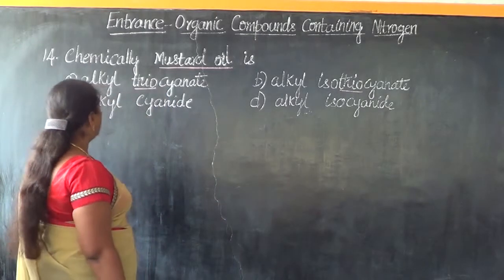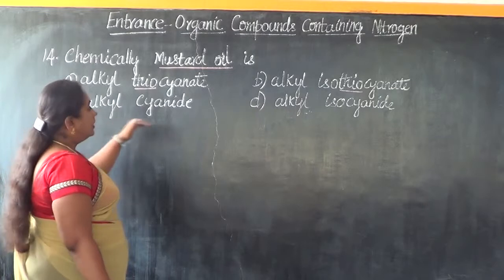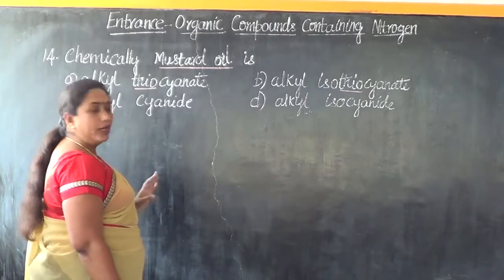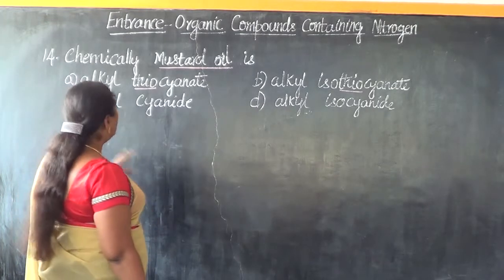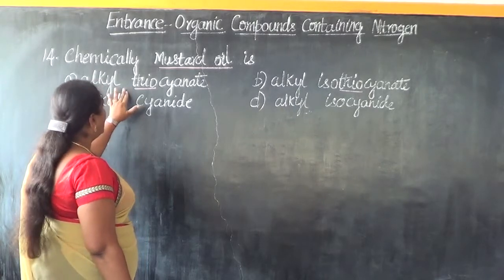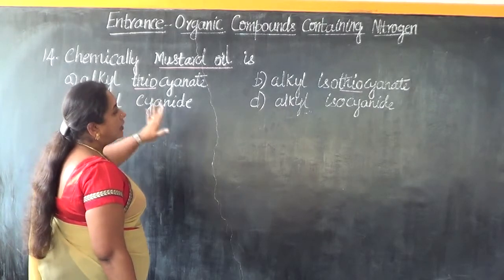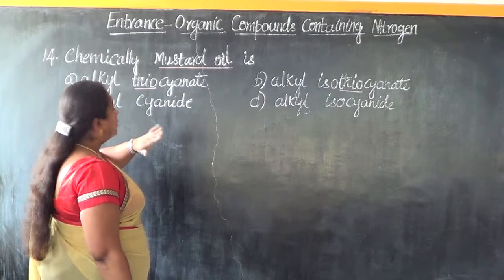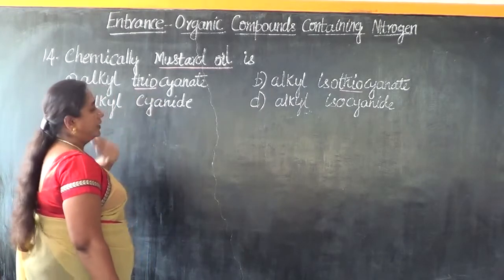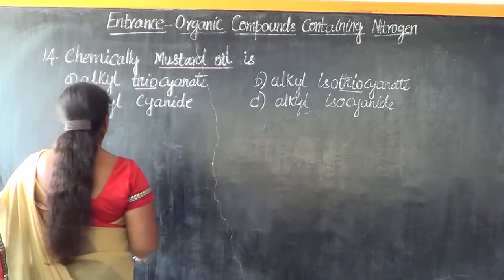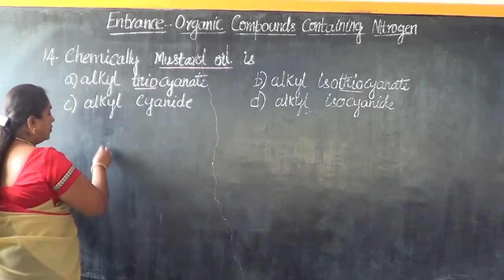So now 50-50 options only we are having. Alkyl cyanide and alkyl isocyanide can be just left as it is. So our focus point is between alkyl isothiocyanate or alkyl thiocyanate. Only two options. So let us see how this reaction goes by.